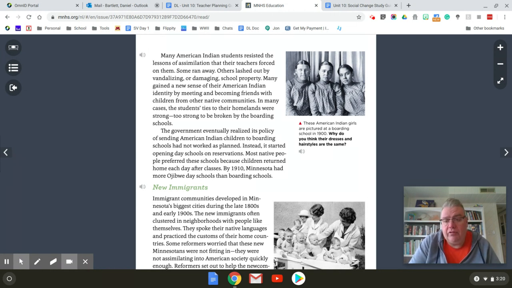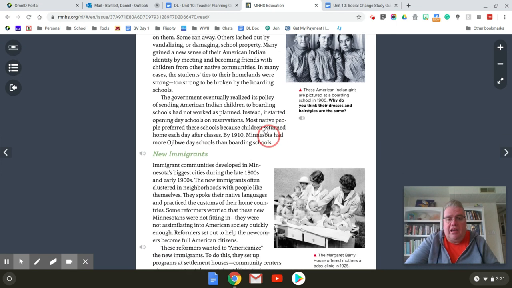So they failed because the kids hated to be away from home, and they lashed out. Okay? They ran away, they vandalized property, and you had all of these kids in one place who all had the common enemy of the boarding school. They didn't like the boarding school. It made them gravitate towards each other and really bond together around the fact that they were all Native Americans. So it made their belief in their Native heritage even stronger. So the boarding schools did not work.